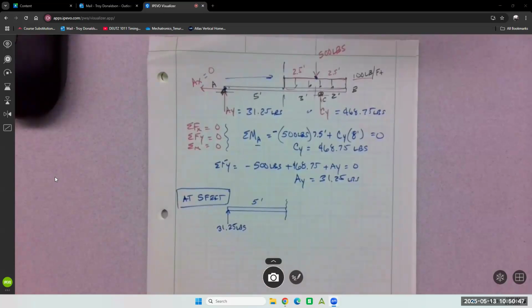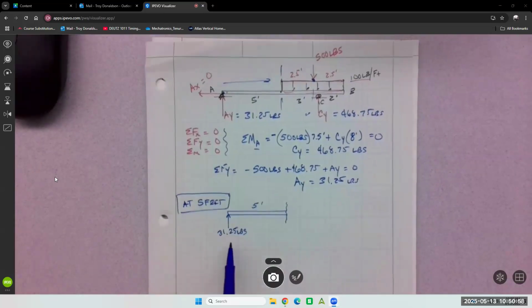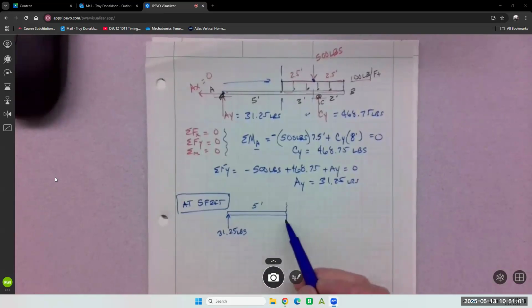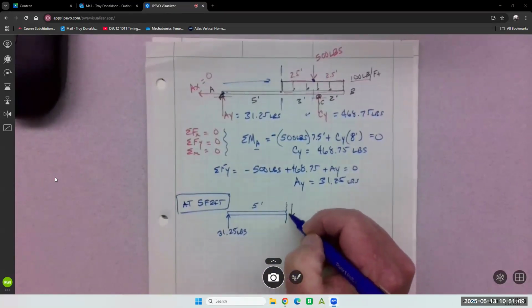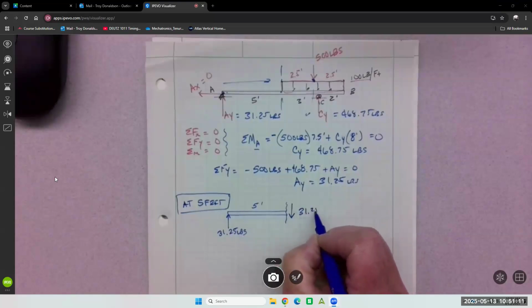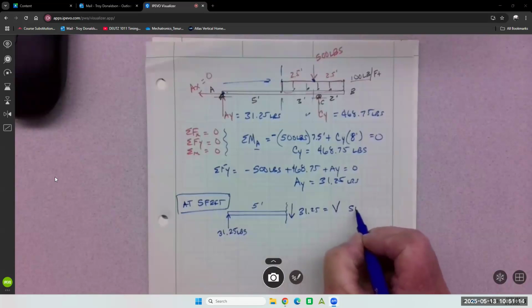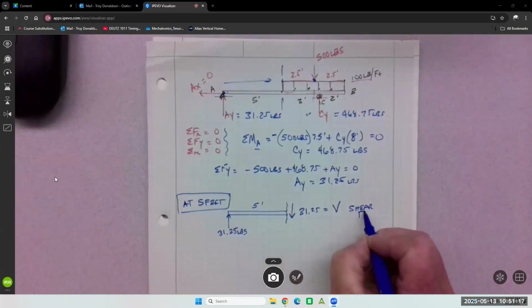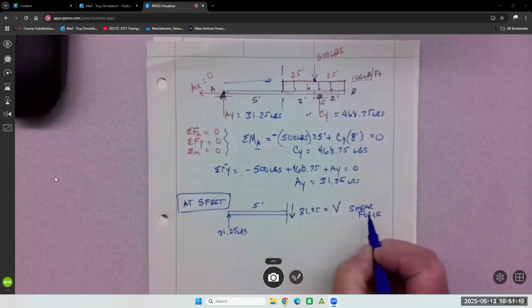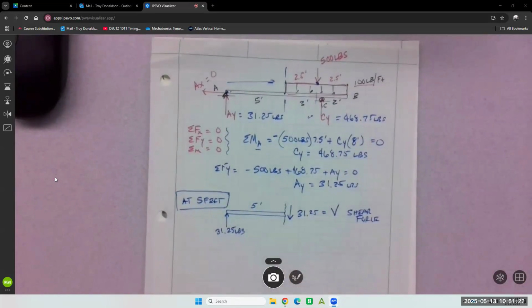So now I have to put this system in equilibrium. And I do it with two things. I do it with forces because all the forces have to be in equilibrium. So if I got 31.25 going up, what does the beam feel at 5 feet going down? If this thing's in equilibrium, it's gotta be 31.25. That's called shear force, V.